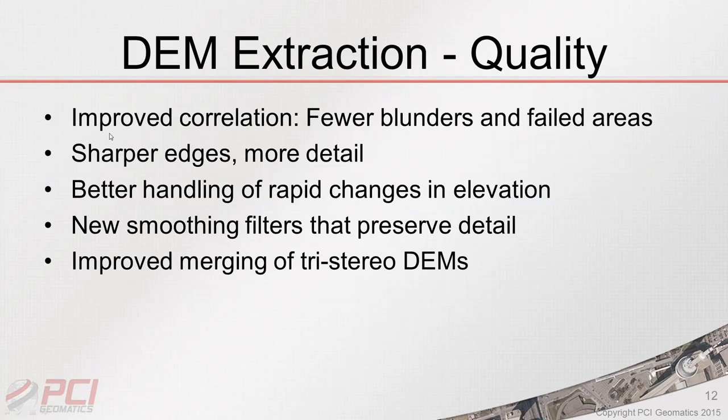From a quality perspective, we have improved the correlator. So we're now getting fewer blunders and fewer failed areas, which is very important. We're getting sharper edges and more detail. We have better handling of rapid changes in elevation. We have a new smoothing filter that is much better at preserving the detail in your digital elevation models. And then we have improved merging of tri-stereo DEMs, as this is becoming a popular product in the satellite marketplace.